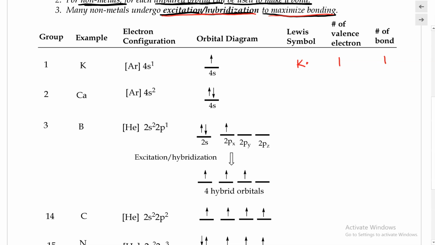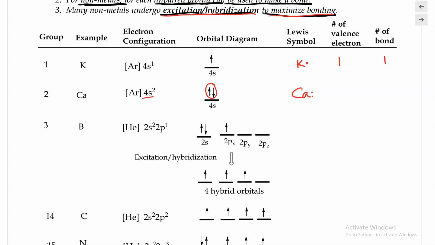Now moving on to another example, an element from group 2, in this case calcium. The electron configuration of calcium would be argon 4s2. So in the 4s, there are two electrons with opposite spin. Please note that the two electrons are located in the same orbital. So when we write the Lewis dot symbol, we have to make sure we put these two electrons together as a pair. So there you go, we put them together as a pair.